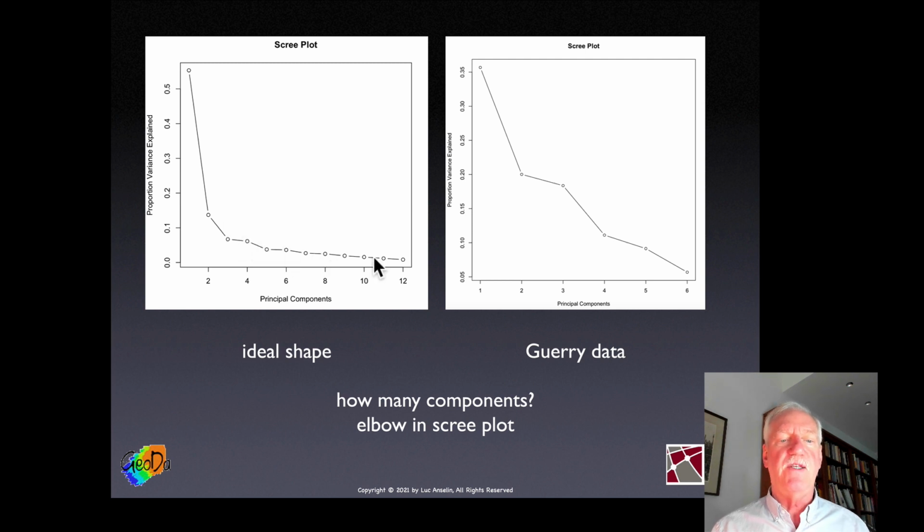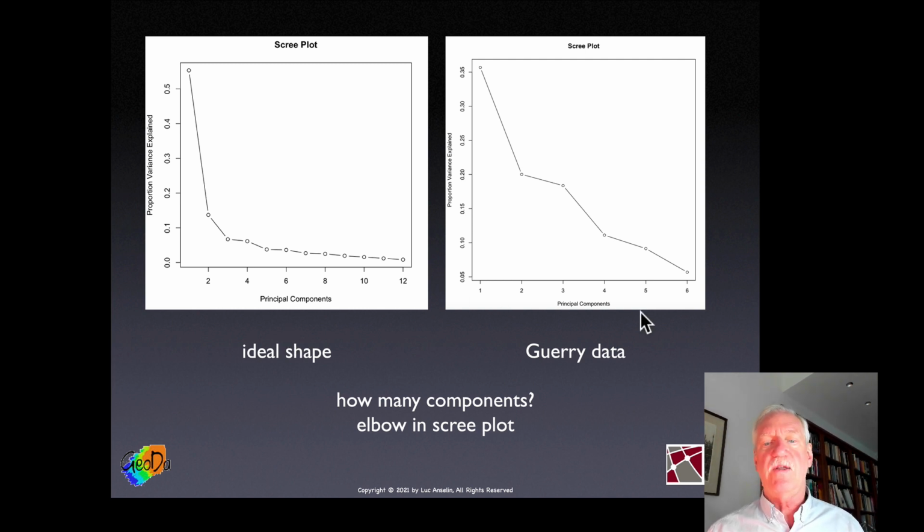This is kind of an ideal shape, and this is also sometimes called an elbow plot. You can look at the elbow plot, and where you see that it flattens out, say around here maybe, or around here, then you cut off, and these are the principal components that you use. So the graph on the left is the ideal graph. That's what the textbooks show you.